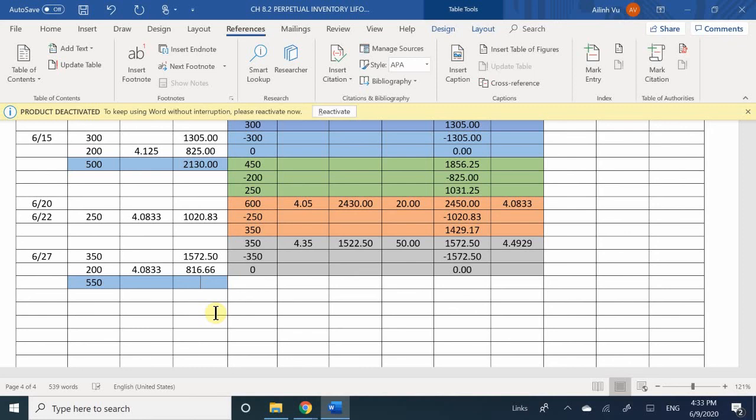So the 1572.50 plus 816.66. And we're trying to find out if your calculator's working. 816.66 plus. What are we looking at?